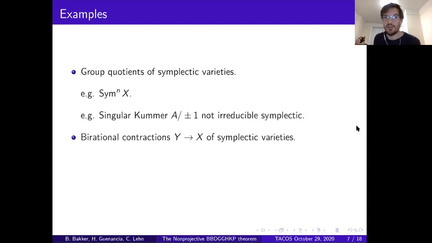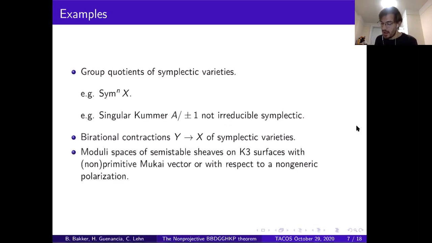Second, birational contractions of symplectic varieties are still symplectic varieties, kind of obviously, because the definition is in terms of the existence of a certain kind of two-form on the regular part. And lastly, and I mentioned this before, moduli spaces of sheaves on K3 surfaces produce symplectic varieties. So provided the Mukai vector is primitive and the polarization is generic, you will get a smooth symplectic manifold, but if either of those fails, you will easily produce a singular symplectic variety.